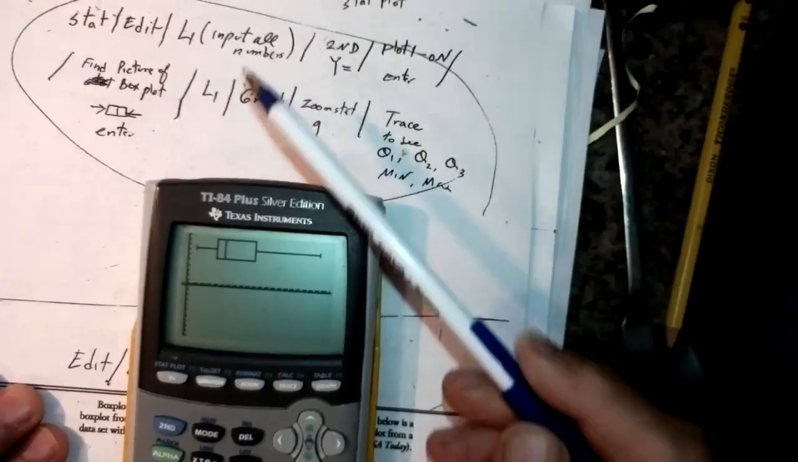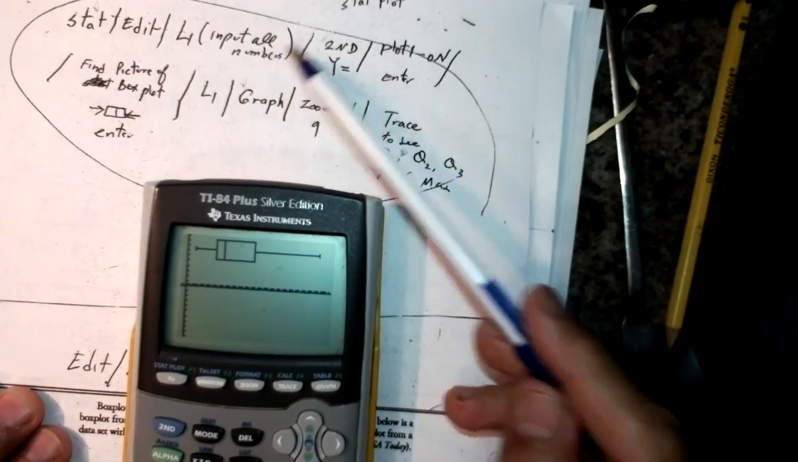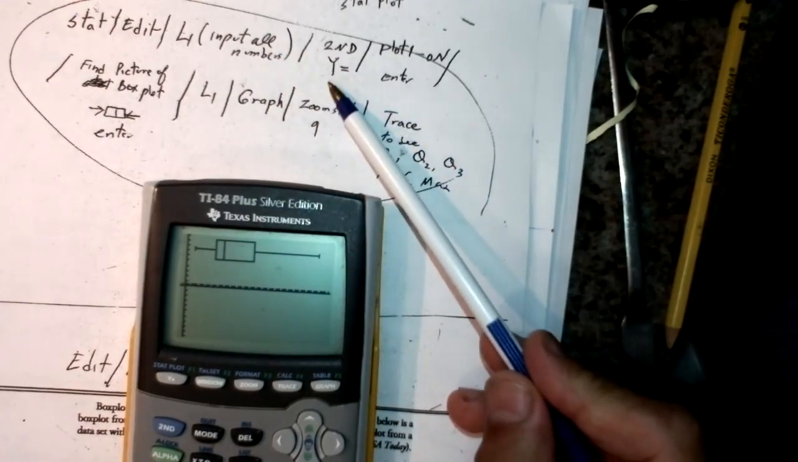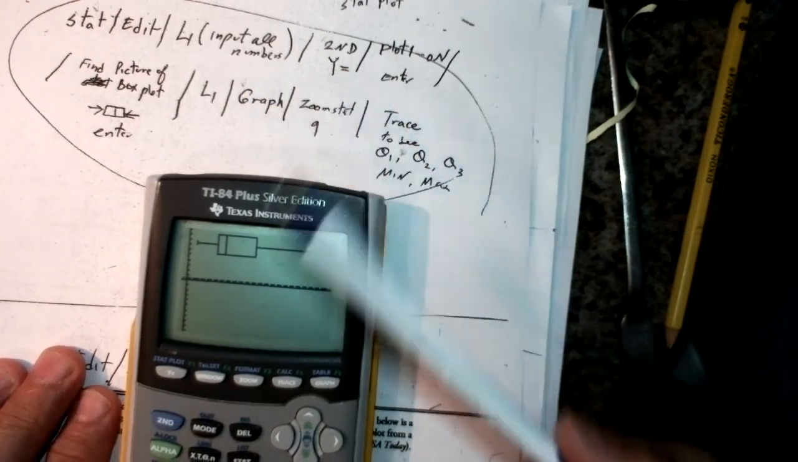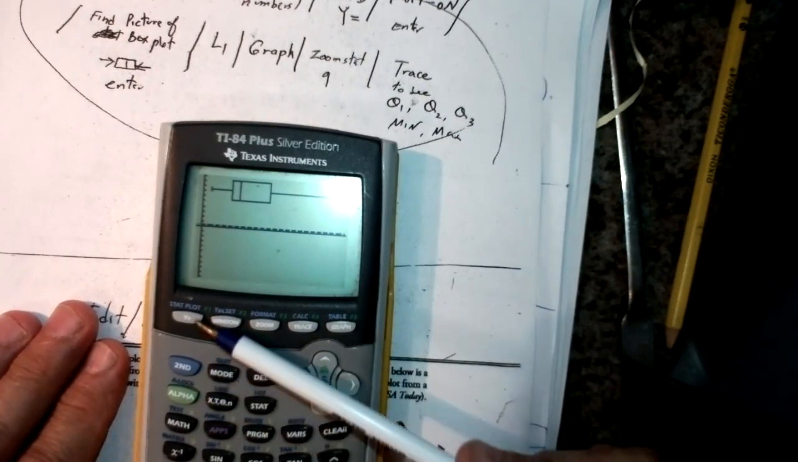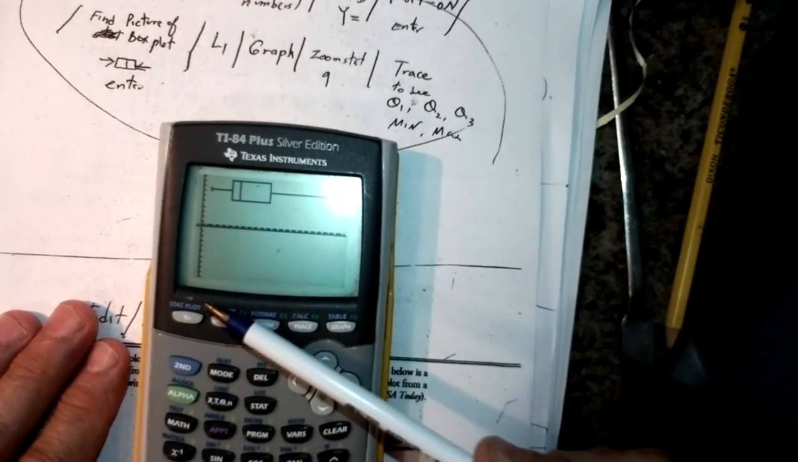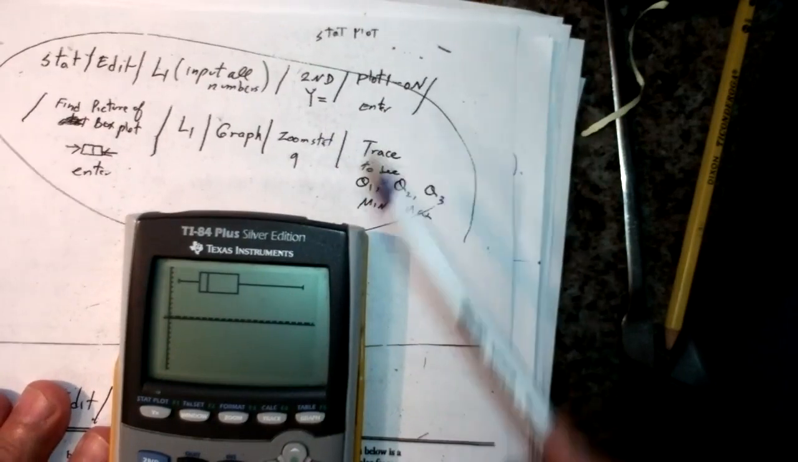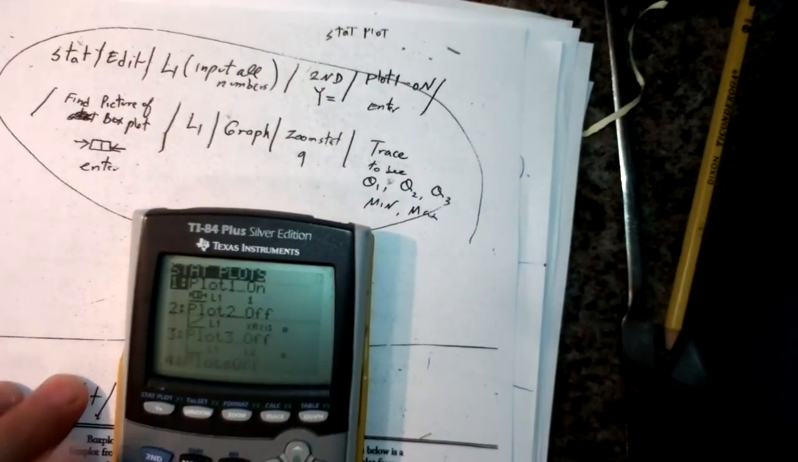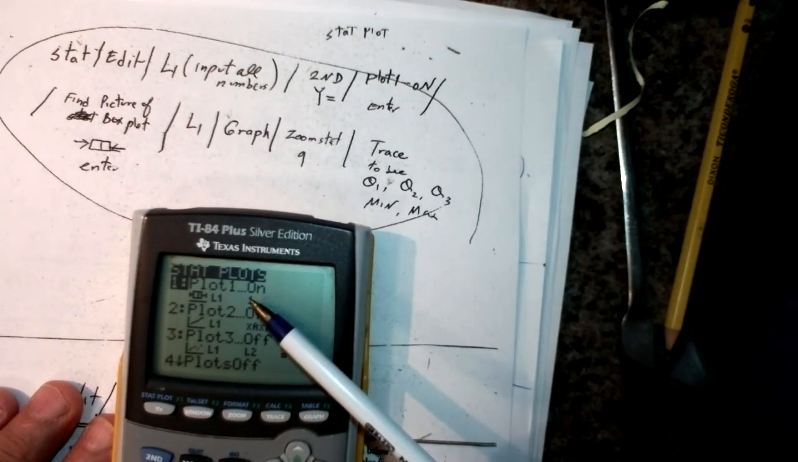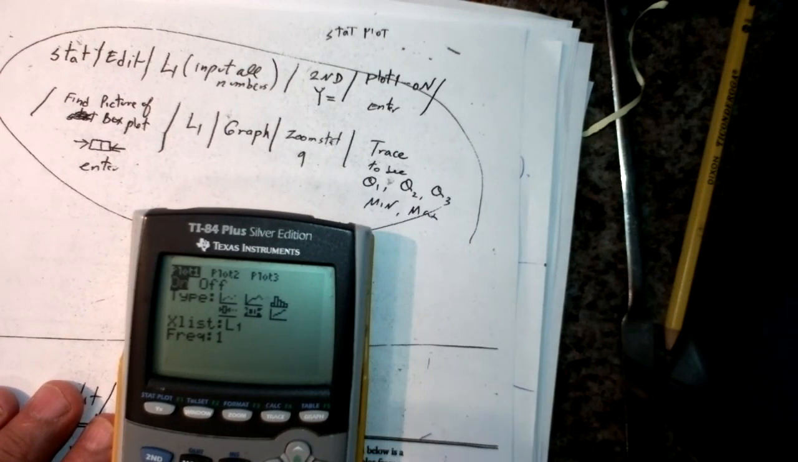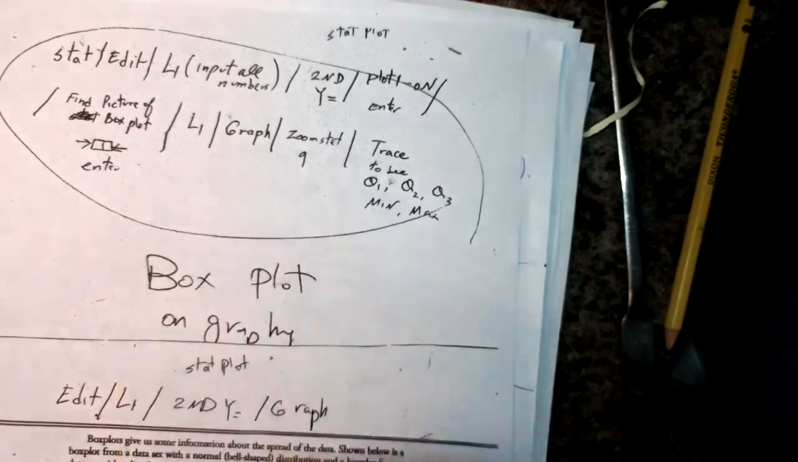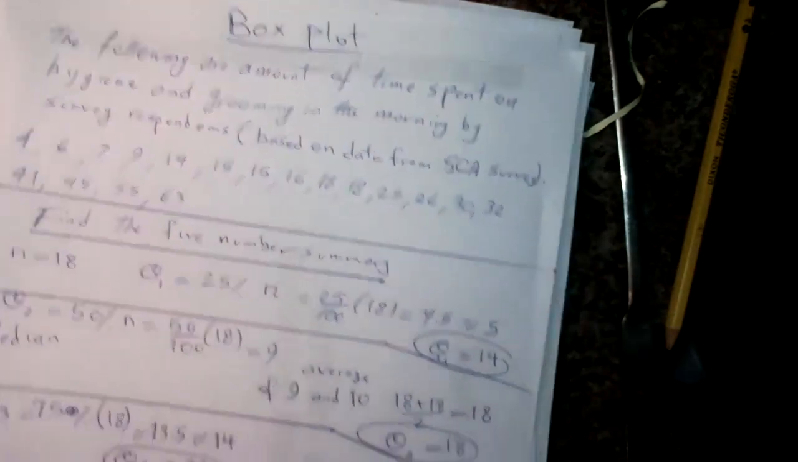So if you already have information in L1 and you want to graph your box plot, that's how to do it. You start from here. You press second, and then what? Why? Because the stat plot is behind this. When you do that, you want to make sure the first one is on. See, mine was off before. Make sure it's on. When you click it, make sure you are on this one. Okay, all right. So that gives you how to do this box plot.